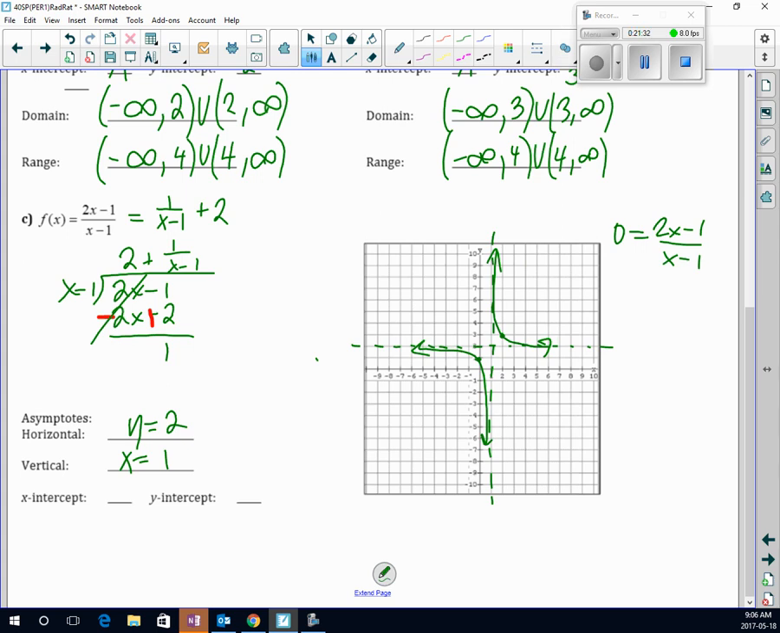I'm going to cross multiply. What happens when I cross multiply? I get 0 equals 2x minus 1. So what does x equal? 1/2. Does that look like 1/2? Yeah, ish. Okay, so my x-intercept's 1/2. My y-intercept, what do I get there? That's an easy one. I could just do mental math here. These go to 0. Minus 1 divided by minus 1 is 1.